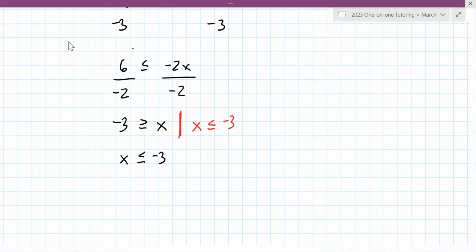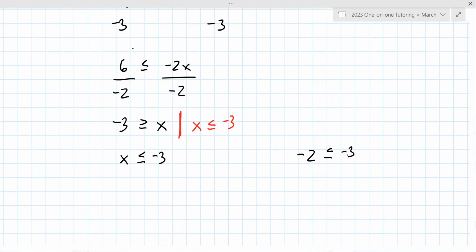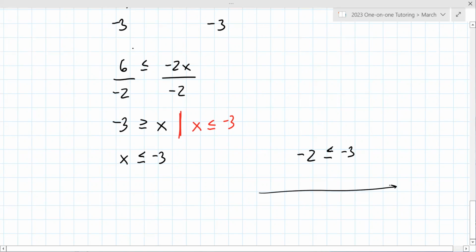Now, question for you here is -2 less than or equal to -3? This is true, because -3 is further. Okay, let's just double check here on a number line. So here's -3, here's -2. Less than means that it's more to the left. So the other way to read it is -3 greater than or equal to -2.